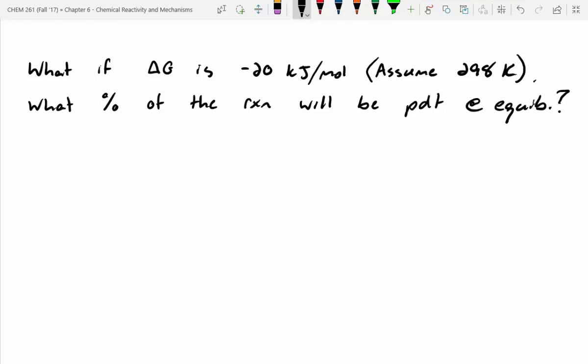So I'll give you guys a minute to work on this, but I would check with your neighbor and make sure that all your units are canceling correctly. And I'll rewrite the equation that you need over here. What percentage of the reaction will be product? I just abbreviated product.